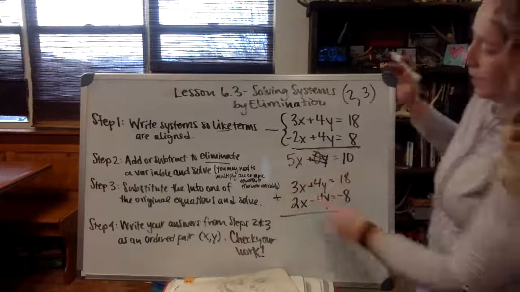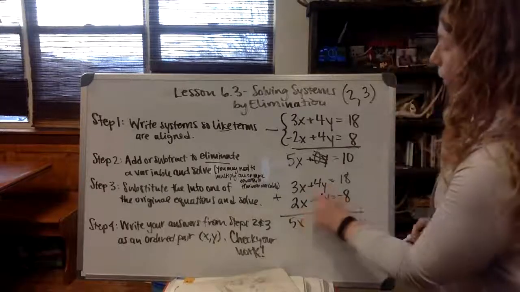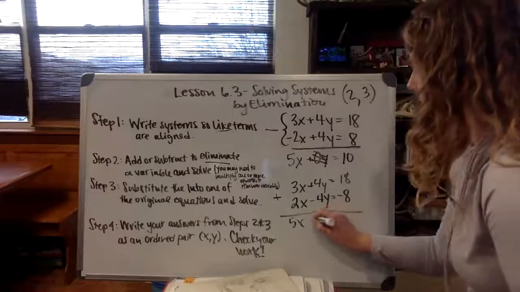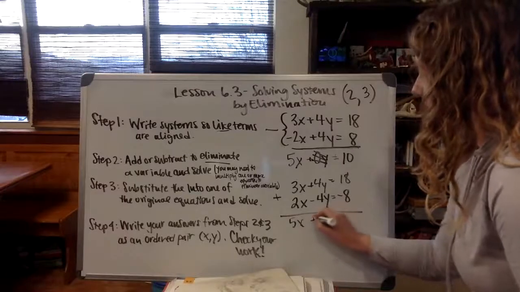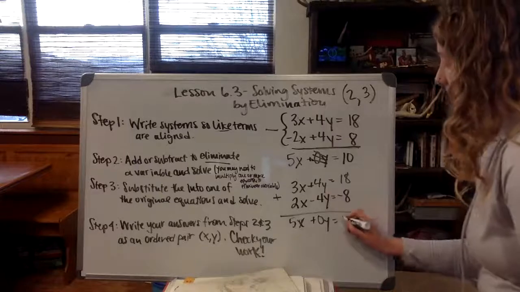We can combine them. 3x plus 2x equals 5x. 4y plus a negative 4y is 0 y's. And I get the same answer as I did above. 18 plus -8 is 10.